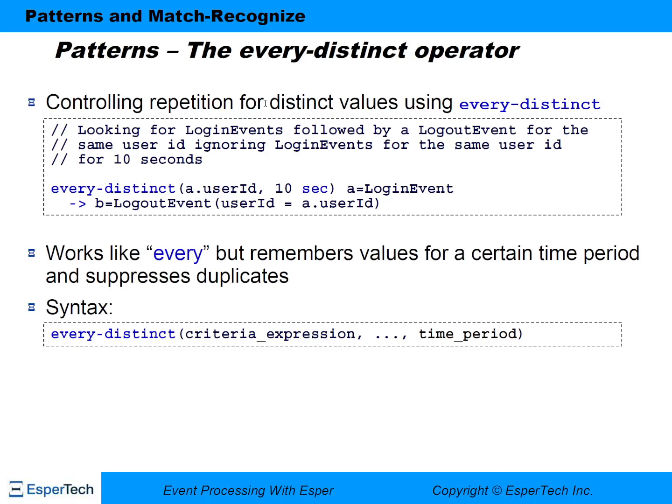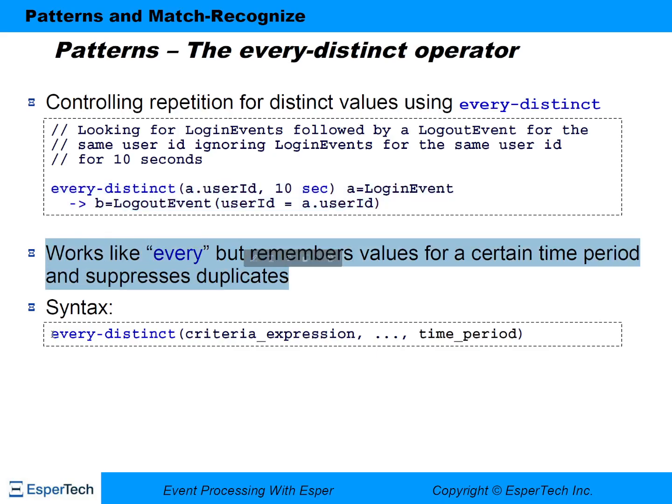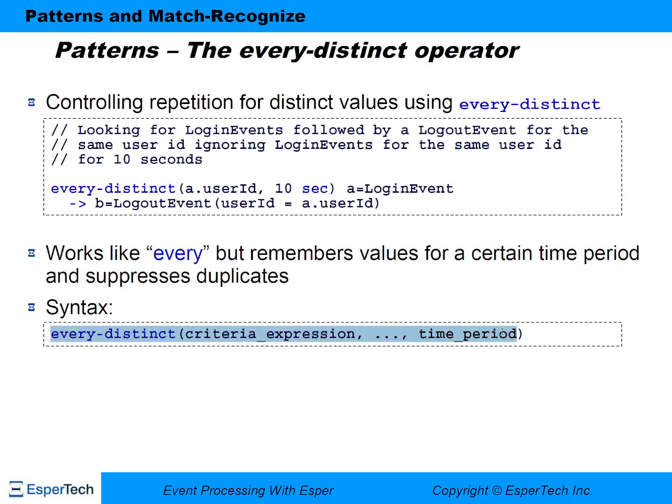For controlling repetition with respect to distinct values, there is the every distinct keyword. Suppose we look for login events followed by a logout event for the same user, ignoring login events for the same user for 10 seconds. Every distinct a.user, 10 seconds, a equals login event followed by b equals logout event user equals a.user. This works just like every, but it remembers values for a certain time period and suppresses duplicates. The syntax has a list of one or more criteria expressions that return the value or values, and a time period.